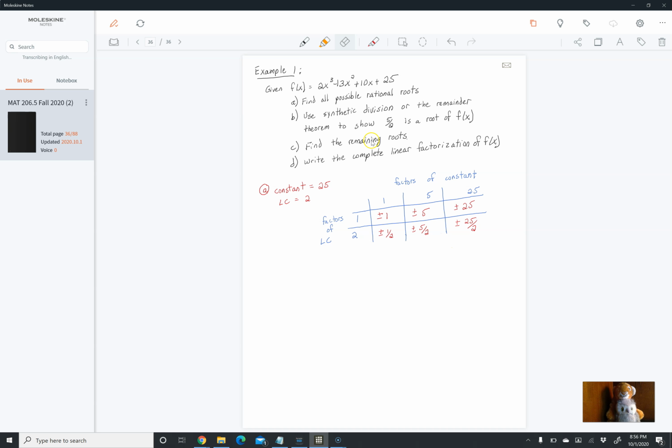What we do see is part B, right? It says show that 5 over 2 is a root of f of x. Well, we already know that 5 over 2 is a possible root. So what we're asking for is show that it's an actual root. So you do not have to do this in both ways. You only have to do it in one way. But I'm going to do it in both just so that you see how it works. So notice it says or the remainder theorem. So let's use the remainder theorem first.